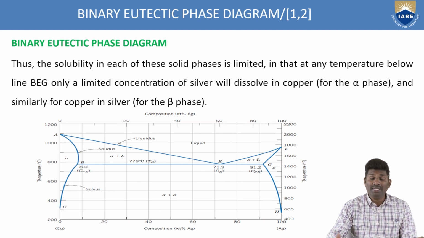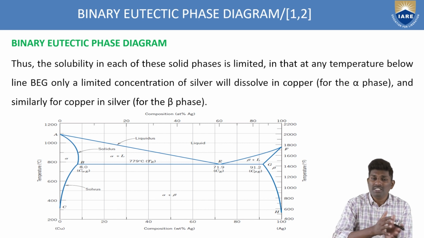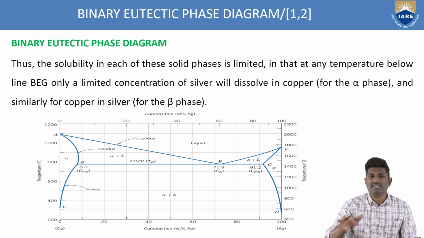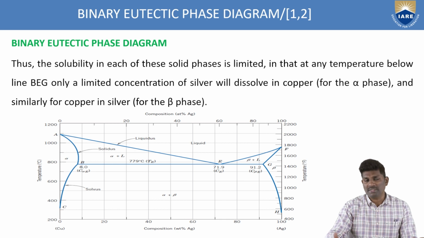Now the solubility in each of these solid phases is limited. So we have seen the boundaries in the previous sessions. So what are the boundaries? If it crosses the boundary, it slowly changes its phase from one phase to another phase. Okay, that is the solubility limit.